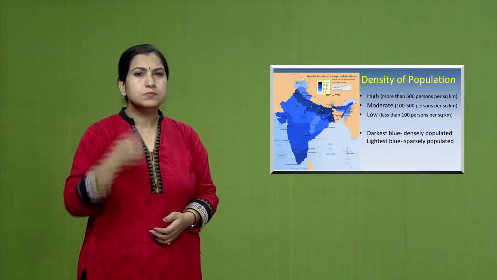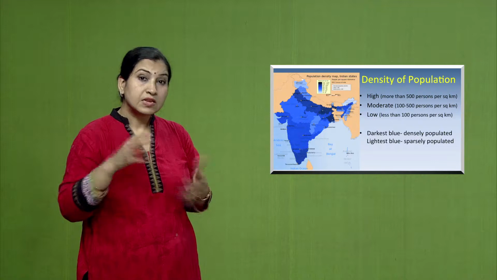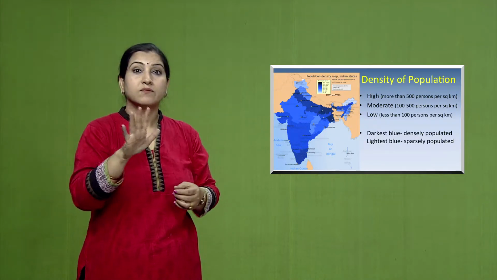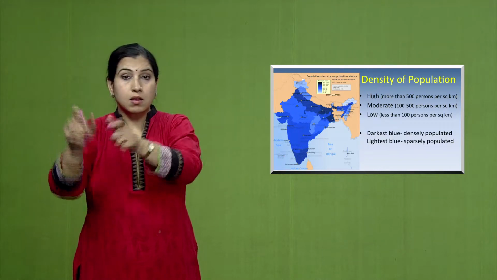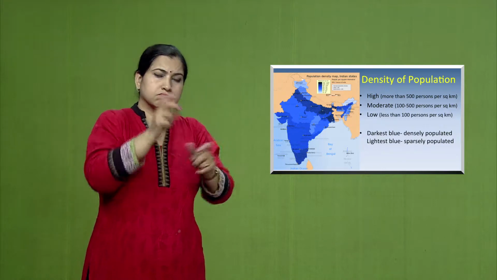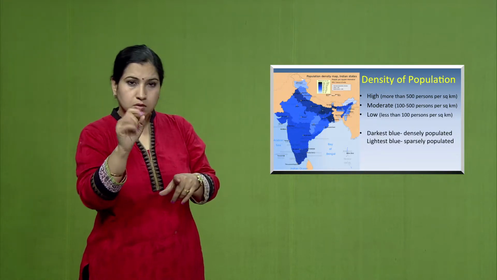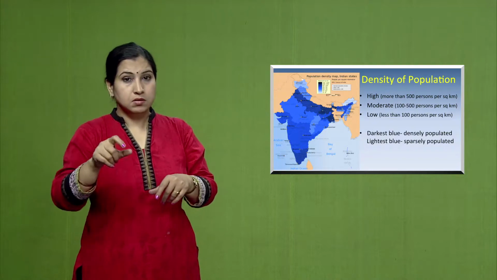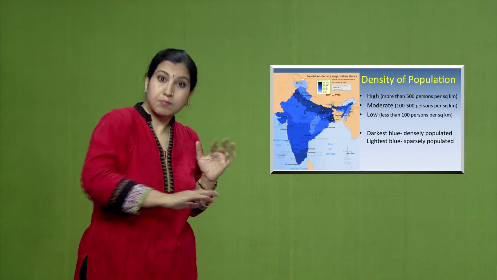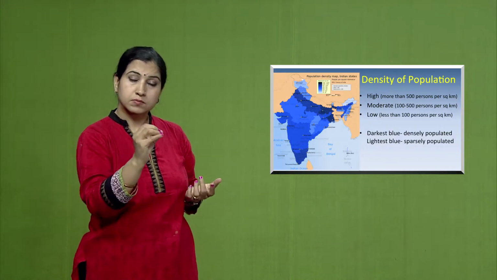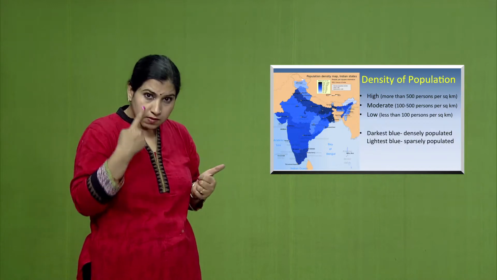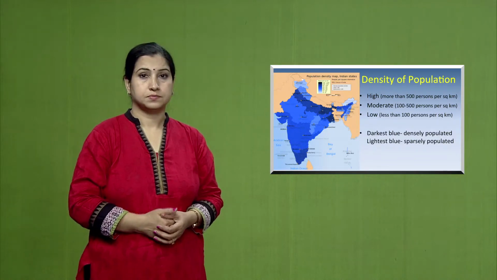Can you identify the name of the states having high, about more than 500 persons per square kilometer, or moderate like 100 to 500 persons per square kilometer, and low less than 100 persons per square kilometer density? Think yourself.